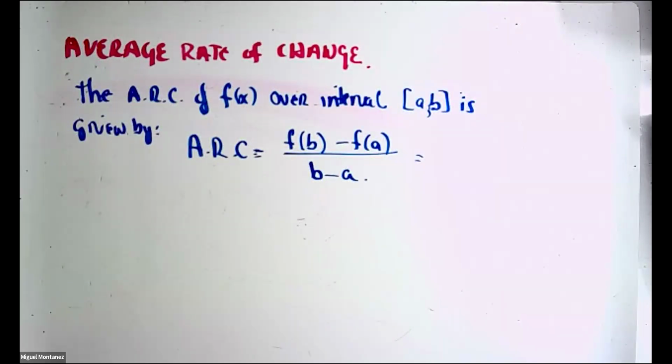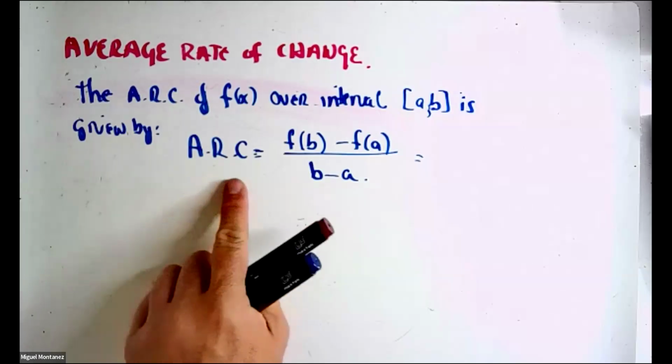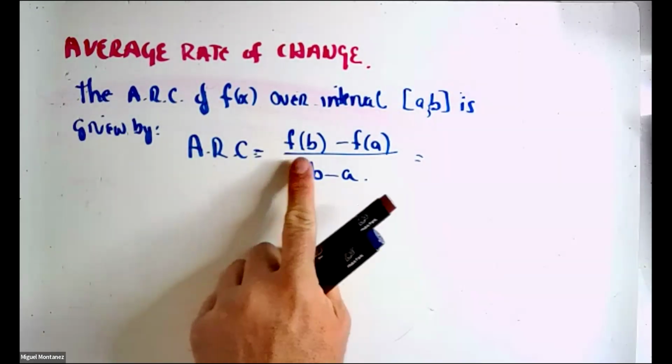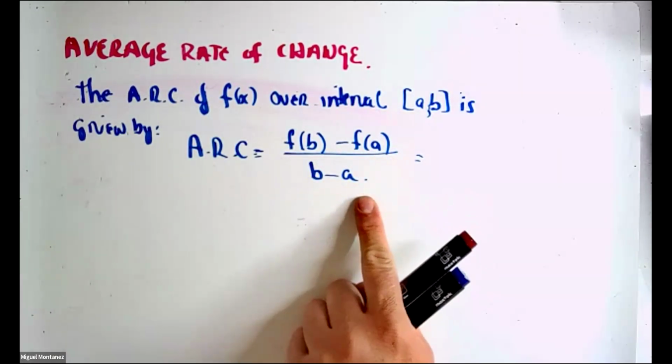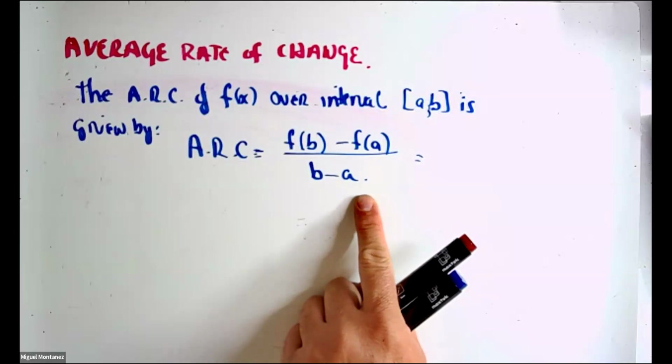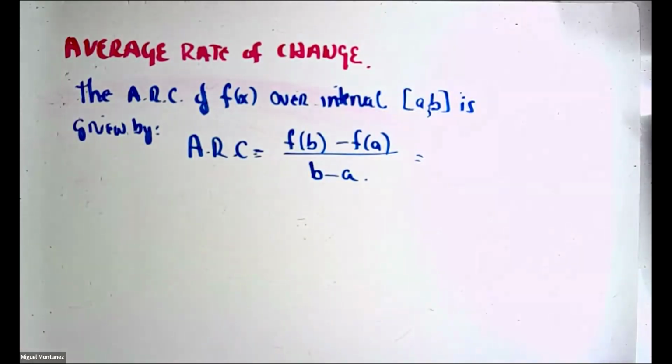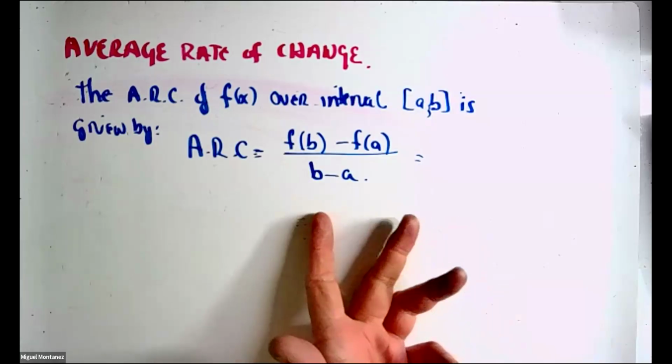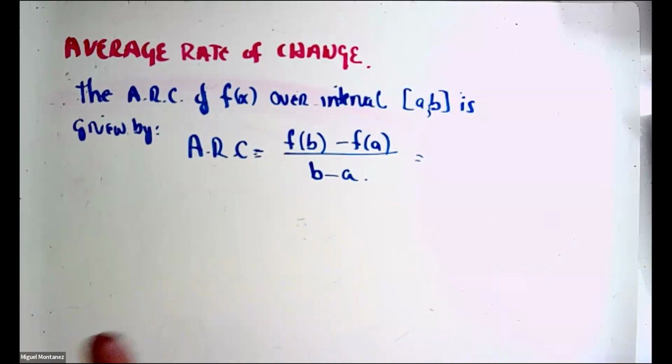Scholars, a quick video on the average rate of change of a function. First, the definition: the average rate of change of the function f of x over the interval a, b is given by f of b minus f of a over b minus a. Don't get intimidated. As I mentioned in the classroom, this is practically just the slope formula.